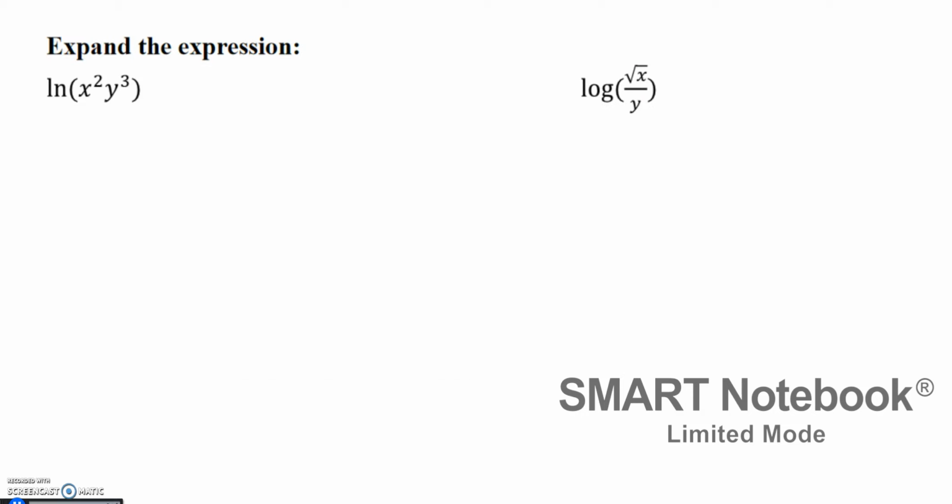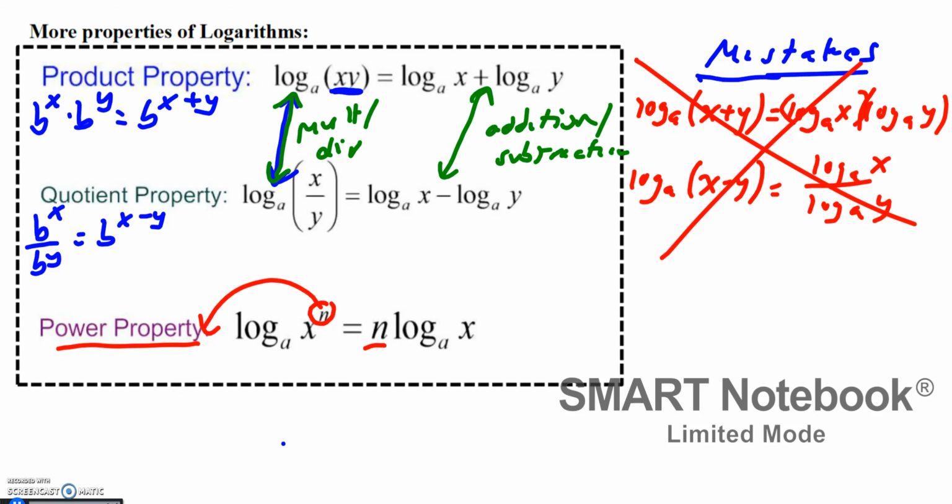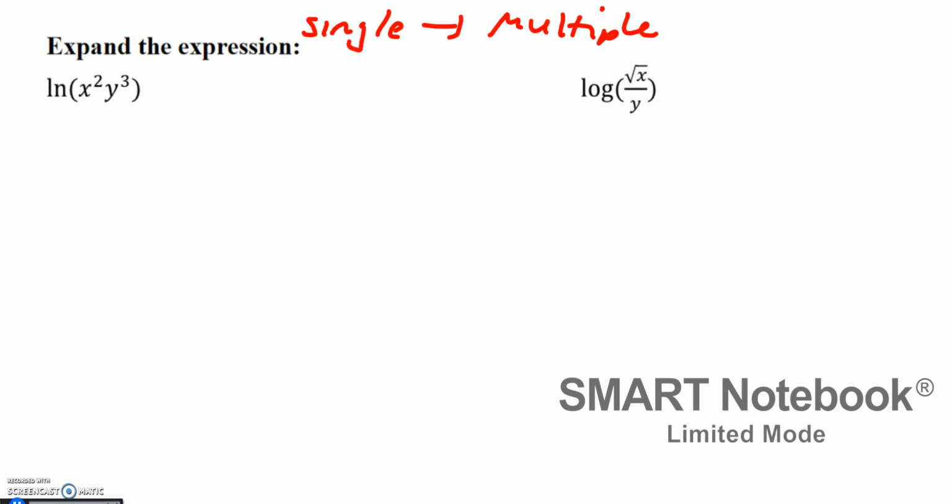So let's get started on some expanding. So we're trying to go from one single log to multiple logs. When you see the word expand, you're trying to go from single logs to multiple logs. If you have a single log of a multiplication, that is the same as two separate logs being added. So this is the same as ln of x squared plus ln of y to the third.